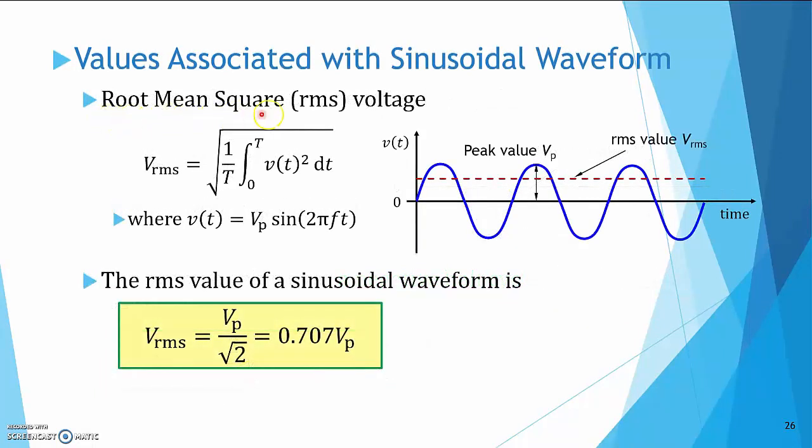The root mean square value of a periodic waveform is given as this. From here, we can derive the root mean square value of a sinusoidal waveform as the peak value divided by square root 2, which is approximately equal to 0.707 times the peak value.